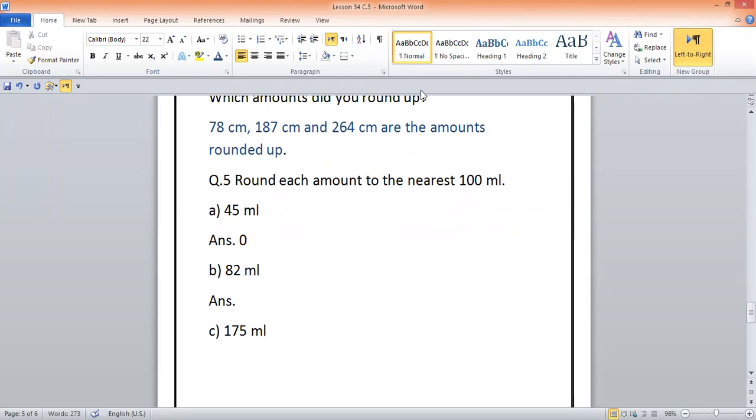Yes, guys. 82 ml. Can you tell me the answer? Round off to the nearest 100. 82 ml. 100. Very good. The answer is 100. Why? Because 8 is greater than 5. So you will add 1, and it will become 0 plus 1 equals 1, and the last 2 digits will be 0. It will be 100 ml. Or you can also check: 82 is greater than 50, so you will add 1. It will be 100. Now for C, guys.